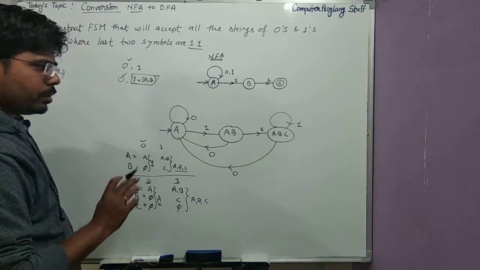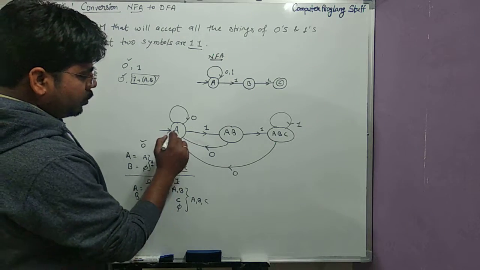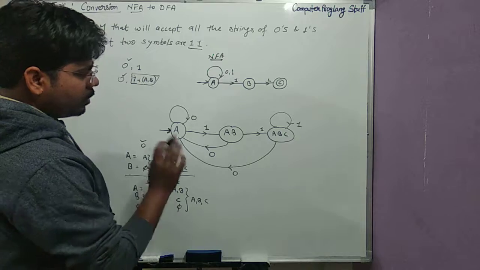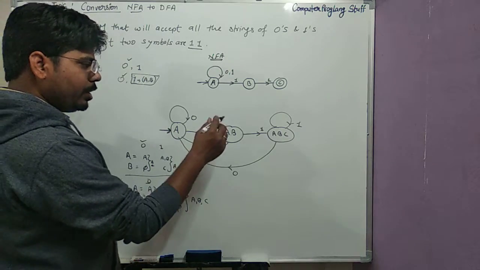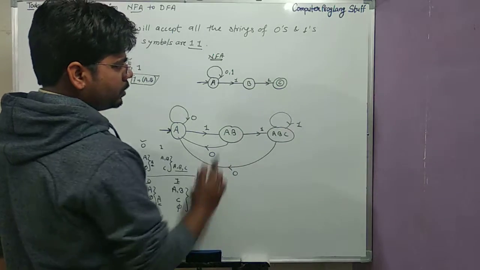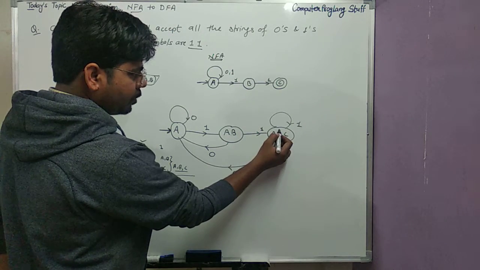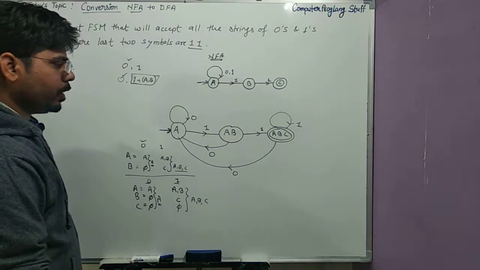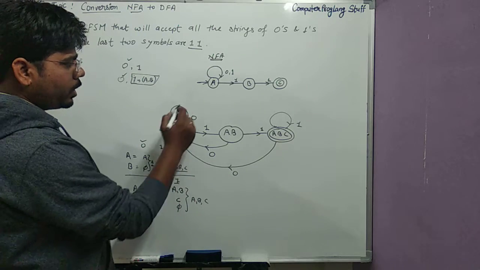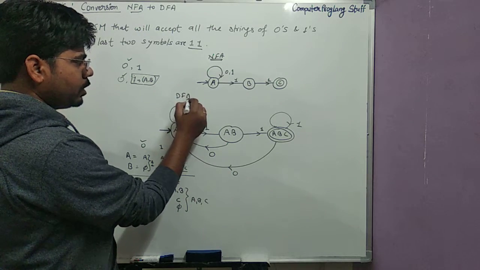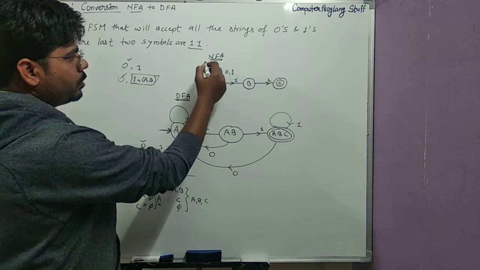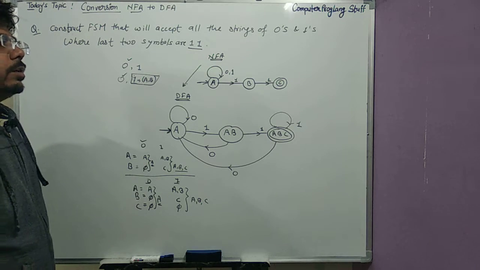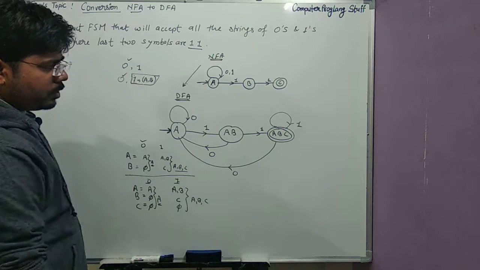Now the last step is to mark the final states. We have already drawn the initial state. Now for final states, mark every state as final wherever C is present. So in this case, this is our final state. Okay, so now this is complete. This is the equivalent DFA for this NFA. Okay, so this is how we convert from NFA to DFA.